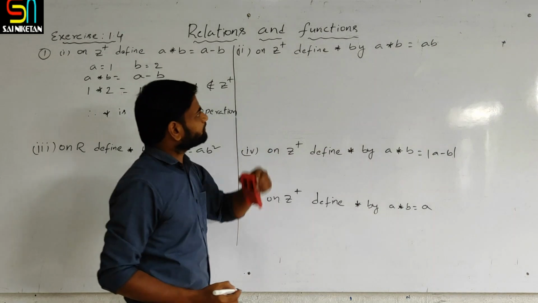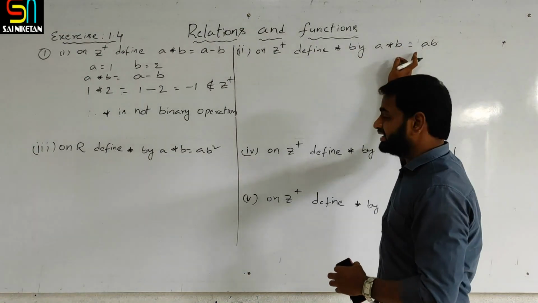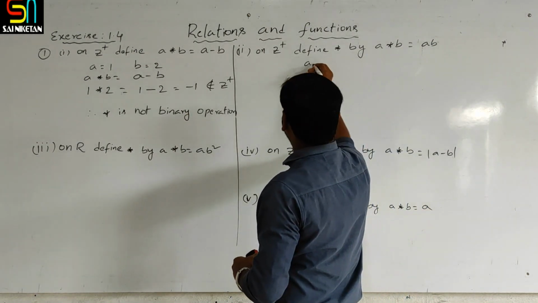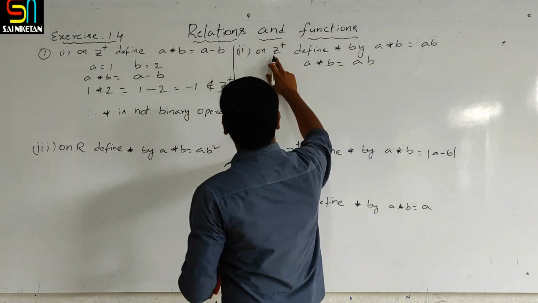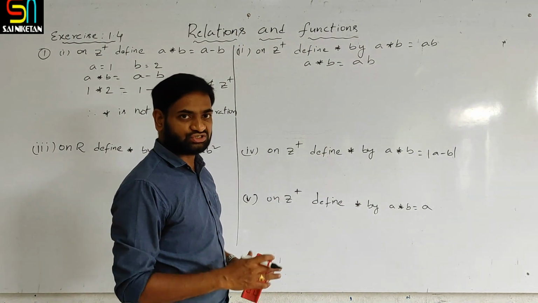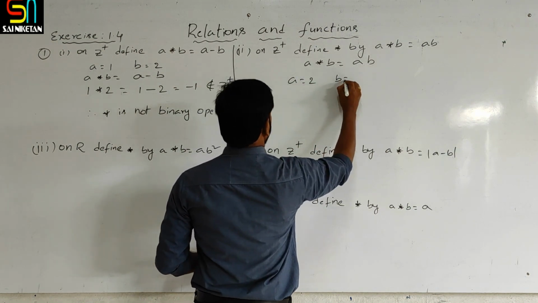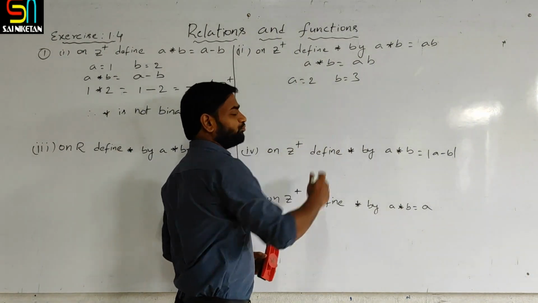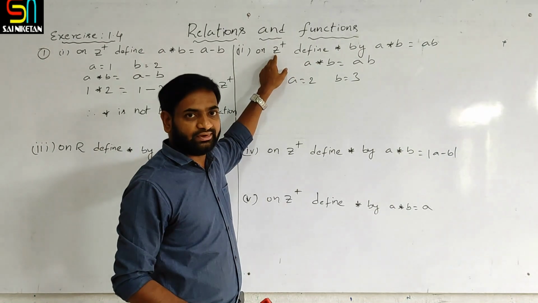Now come to the second problem. What is the operation here? A star B is equal to A into B. Here the operation is multiplication. Now here also A comma B should be from Z plus, positive integers. I am taking A value as 2, B value as 3. You can take anything, but you should take positive only, because this operation is defined on positive integers.